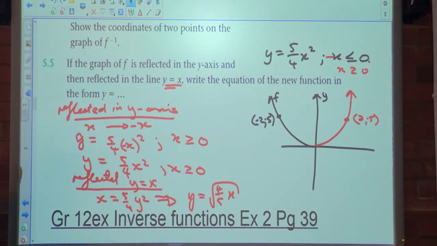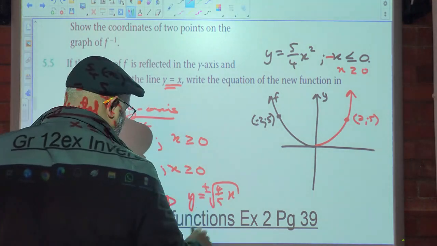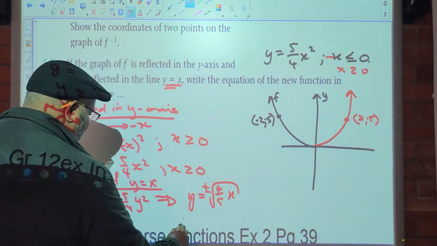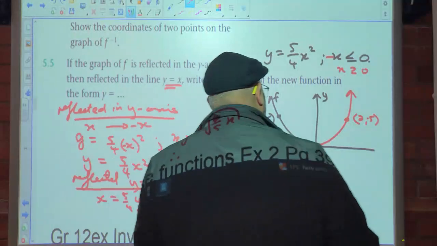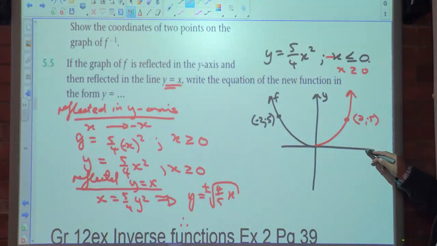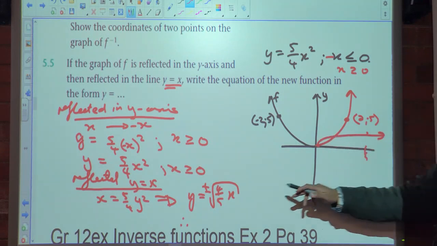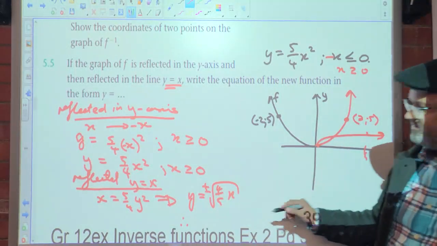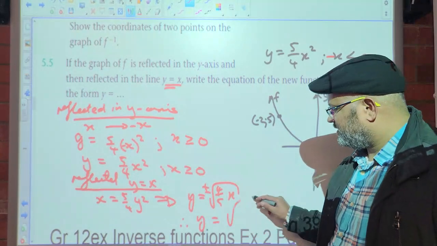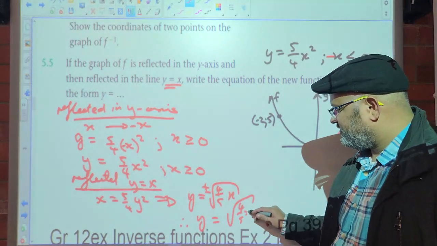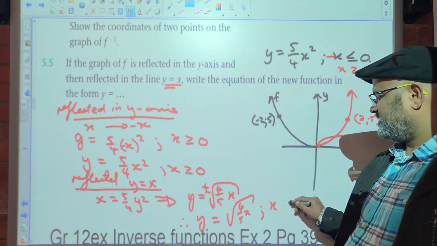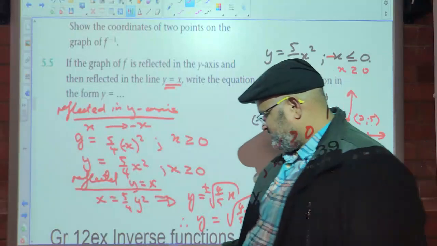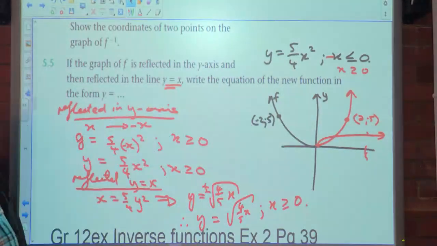Okay? So if you introduce the square root, of course plus minus. So therefore, if I reflect this point, which is 5 and 2, 2 and 5 becomes 5 and 2, which is this part of the graph. Which means to say this has to be the positive or the negative one? The positive one. Therefore y is equal to the square root of 4 over 5x, where x is greater than or equal to 0. Okay.